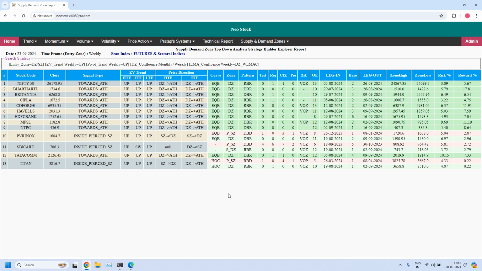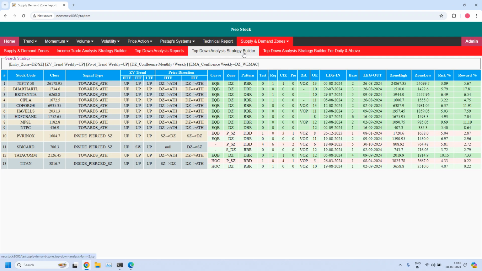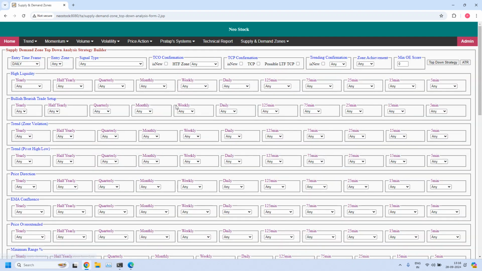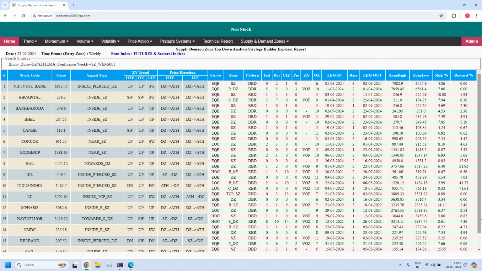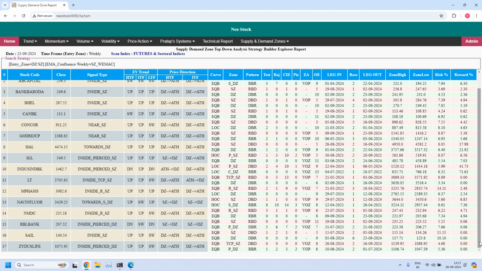Okay, the next report is about supply zone confluence, weekly supply zone having EMA confluence. So entry time frame is weekly. Let us look for supply zones having a weekly EMA confluence. So in the weekly time frame, weekly supply zone with weekly EMA. How many stocks will filter? Let me scroll the list down. So total 17 stocks are filtered.